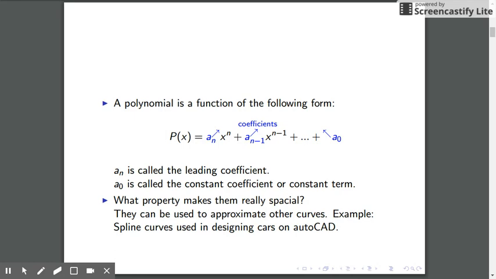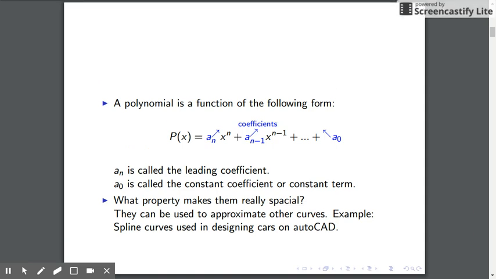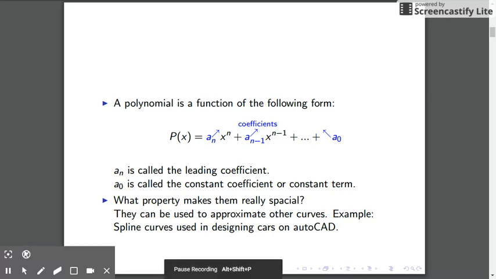Before we start graphing them, we want to remind you how cool polynomials are. They're special because they actually approximate other functions and other curves. One cool example of that is spline curves, which are used in designing cars on AutoCAD.